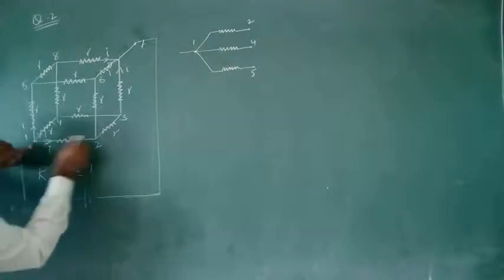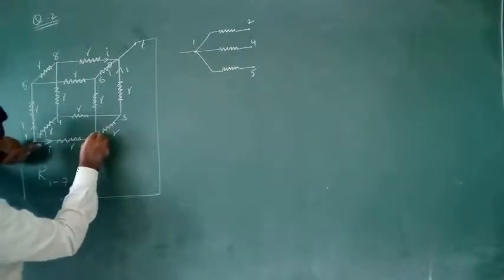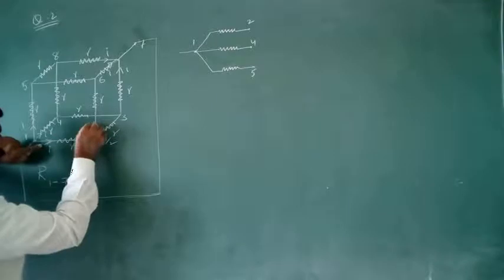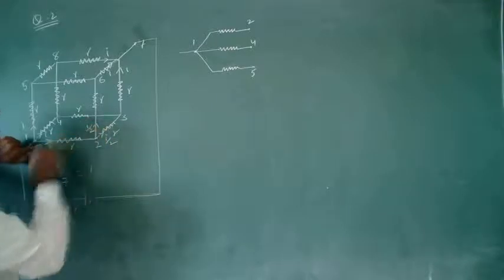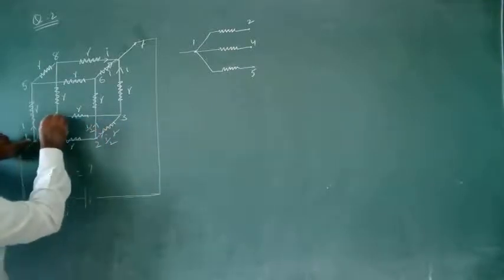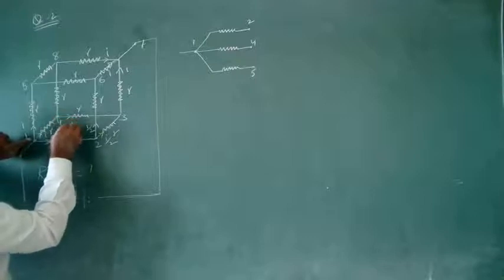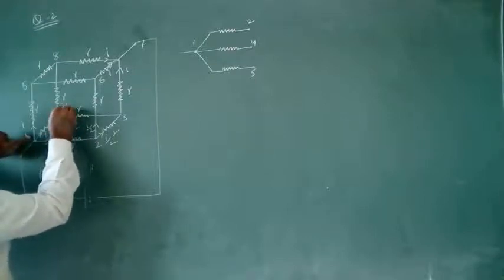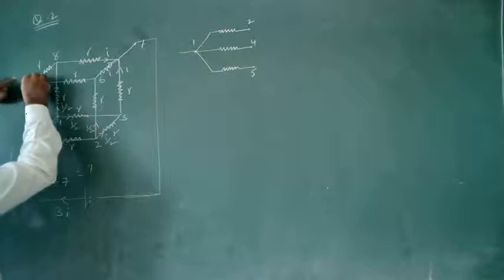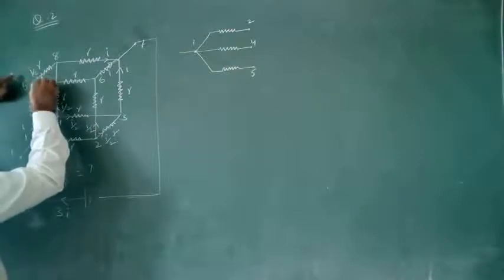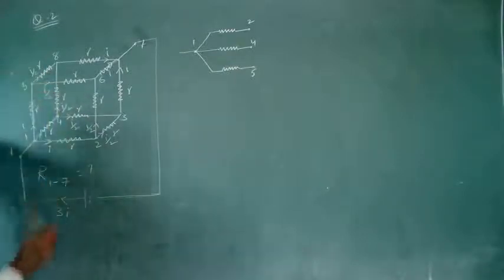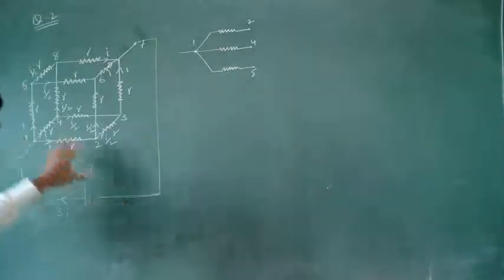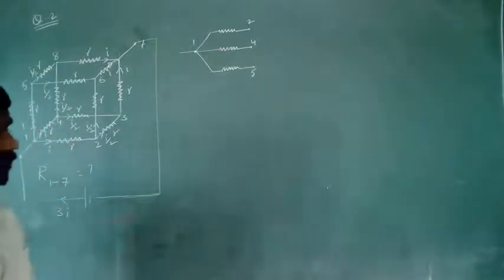Observe, the current divides. Here this current approaches the junction, this is I by 2 and this one is I by 2. Again, when this current approaches the fourth junction, it is I by 2 and again I by 2. Here also I by 2 and I by 2. So this is the current distribution.